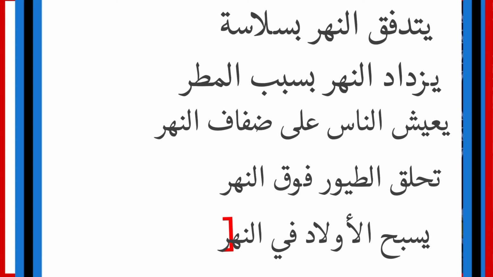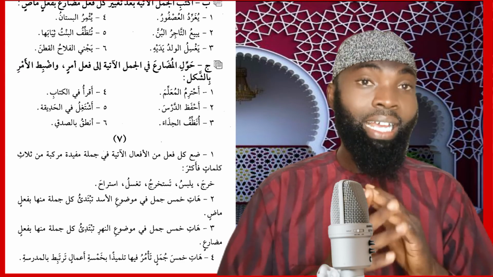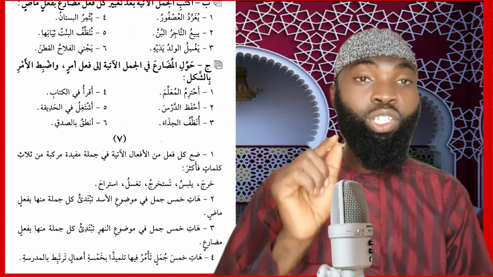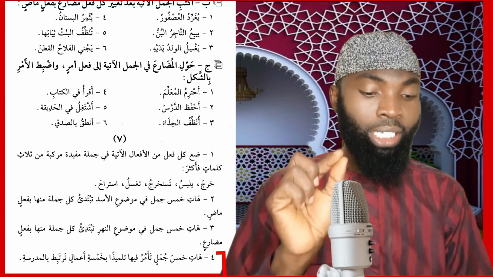Number 4, تحلق الطيور فوق النهر. The birds are flying over the river. Lastly, we have يسبح الأولاد في النهر. The boys are swimming in the river. We can see that all of these sentences begin with a فعل مضارع, a present tense. MashaAllah.